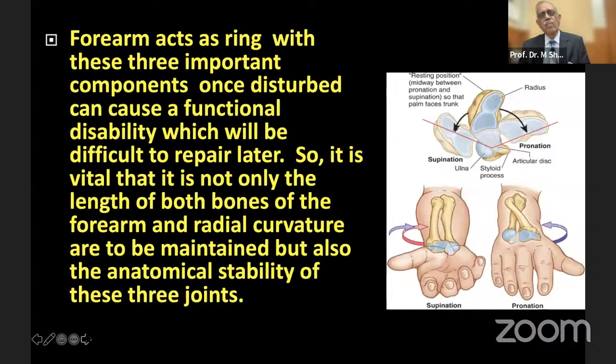So gentlemen, the forearm acts as a ring with these three important components, and once disturbed, it can cause a functional disability which will be difficult to repair later, as Professor Julie rightly told. So catch it early. It is vital that not only the length of both bones of the forearm and the radial curvature are maintained, but also the anatomical stability of these three joints.